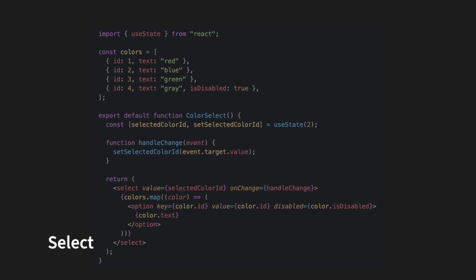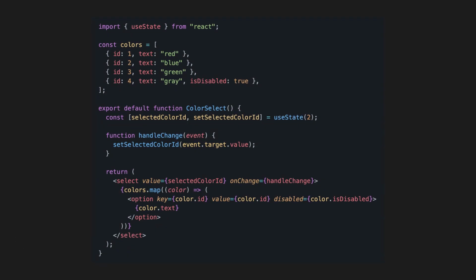Let's break down the select input examples. In our React example, the color select component defines a list of colors, each with an ID, text, and an optional disabled flag. We initialize state with useState, setting the default selection to the color with ID 2, blue. The handleChange function reads the selected option's value and updates the state accordingly. Using the map method, each color is rendered as an option, where properties like value and disabled are dynamically assigned based on the color data.